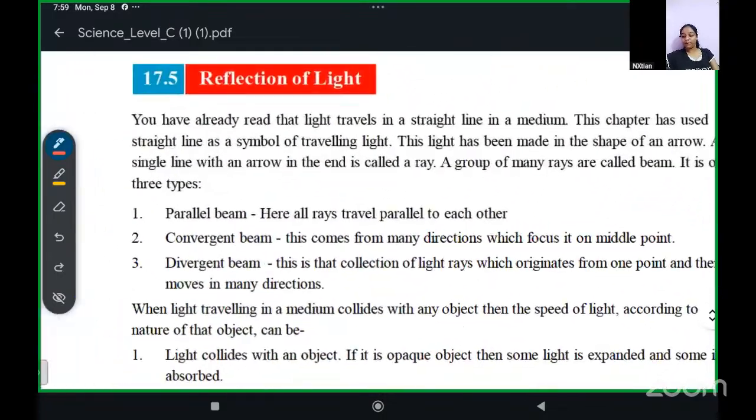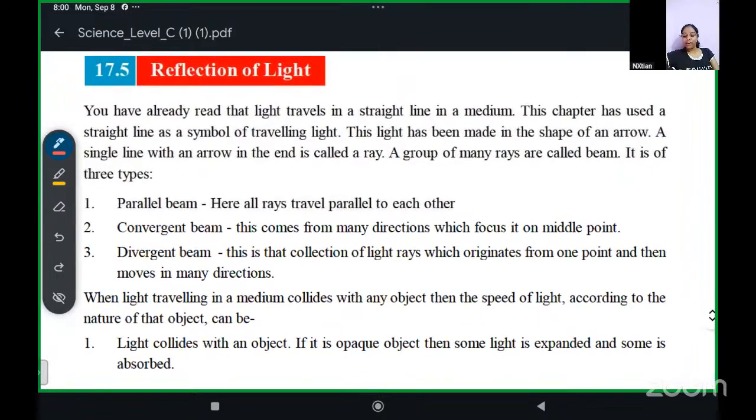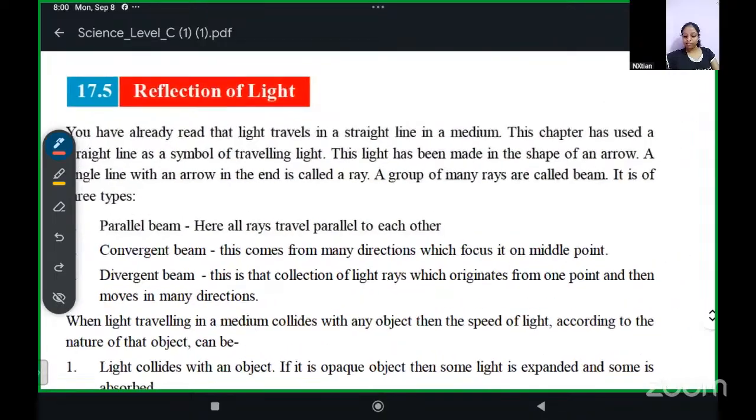Now, reflection of light. You have already read that light travels in a straight line in a medium. This chapter has used a straight line as a symbol of traveling light. This light has been made in the shape of an arrow. A single line with an arrow at the end is called a ray. A group of many rays is called a beam.